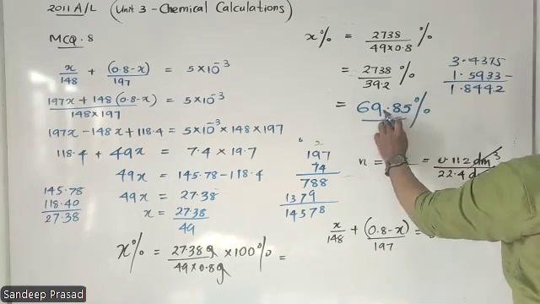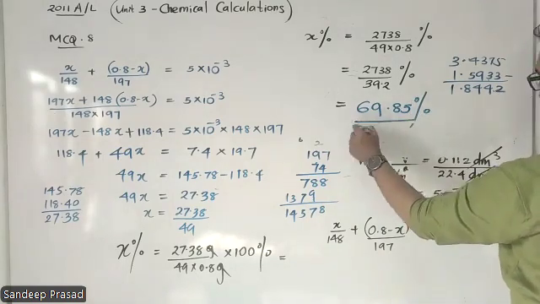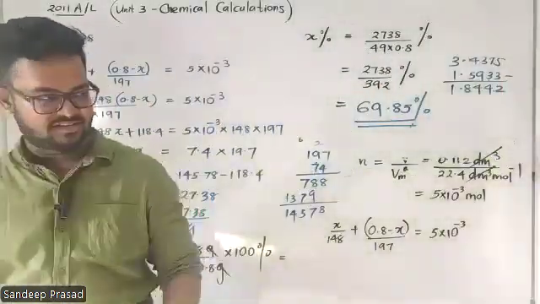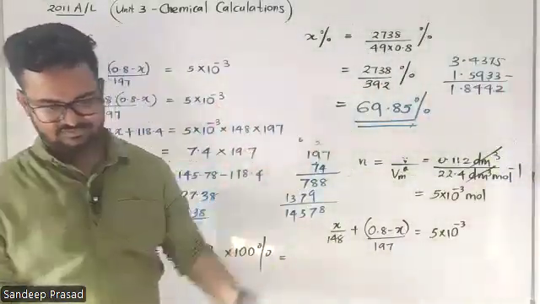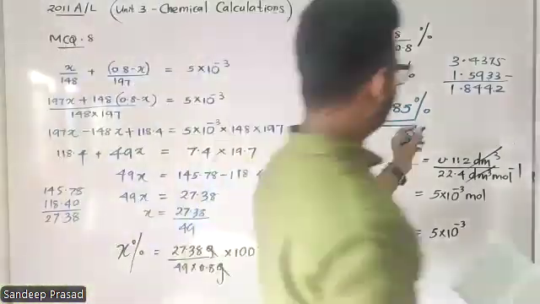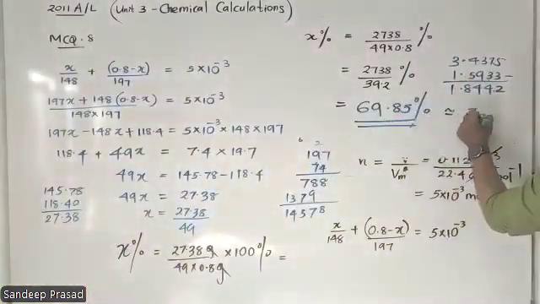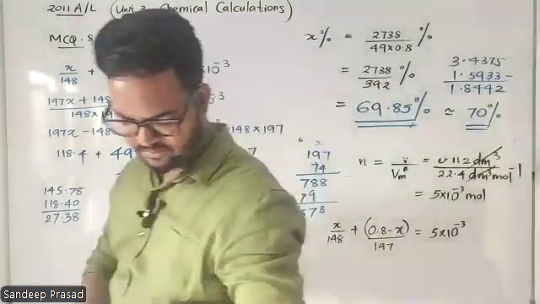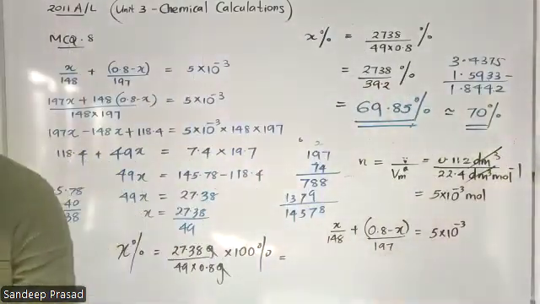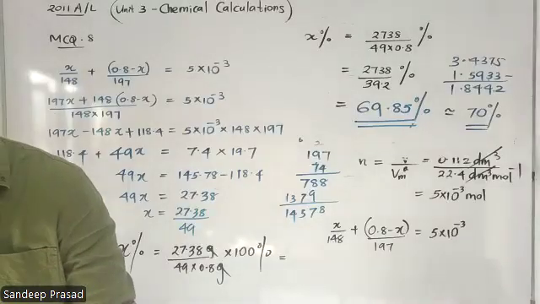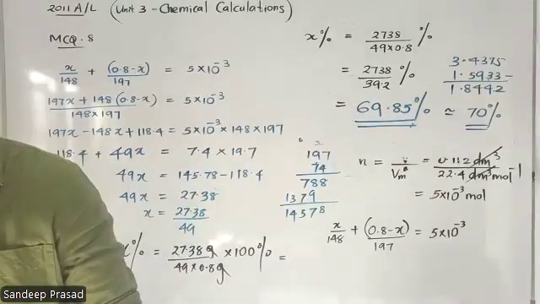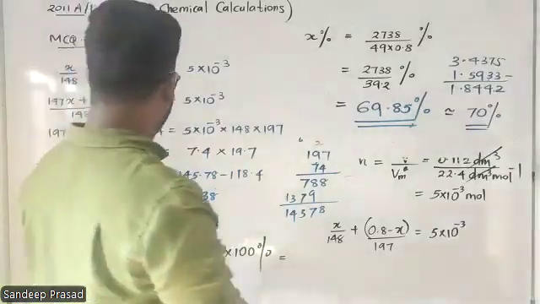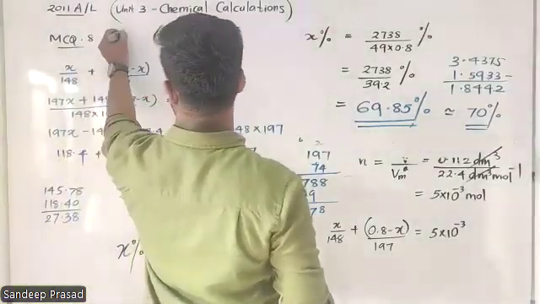Do we have this kind of an answer? Correct. Yes, we have 70%, approximately. Approximately 70%. So MCQ number 8, the answer is the third one.